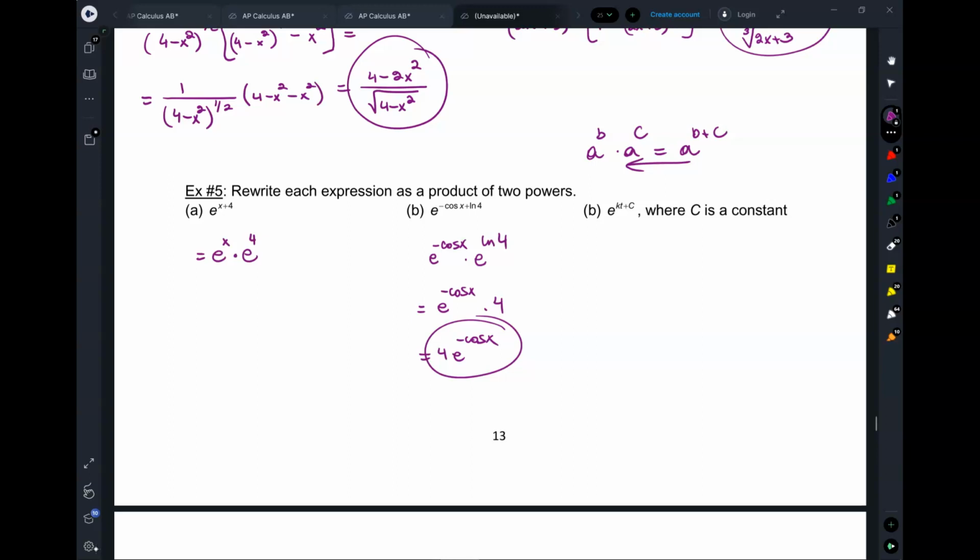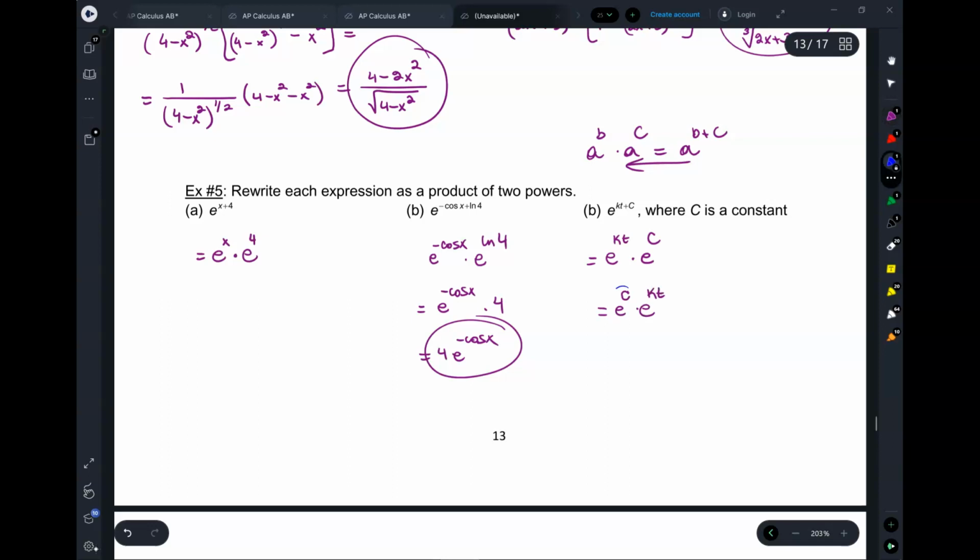Okay, look at this one. E to the kt plus c. This is huge in calculus. It's everywhere. So let's do this one. It's going to be e to the kt times e to the c. Yes? So that's pretty much it. But then c is a constant, right? It tells you c is a constant. So what does e to the c look like? Isn't that also a constant? Right? So it's convention that we write constants first. Let's just do that for fun: e to the c times e to the kt.